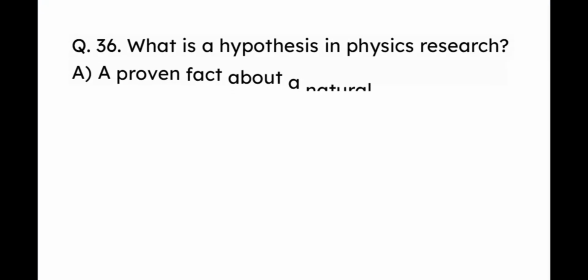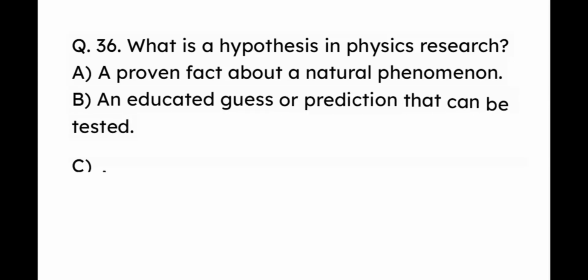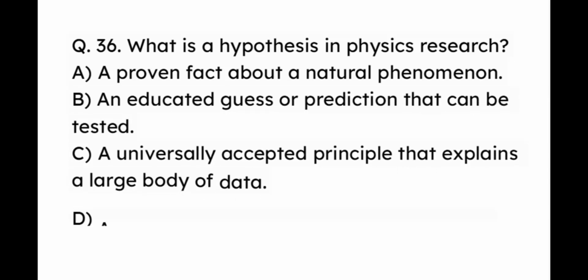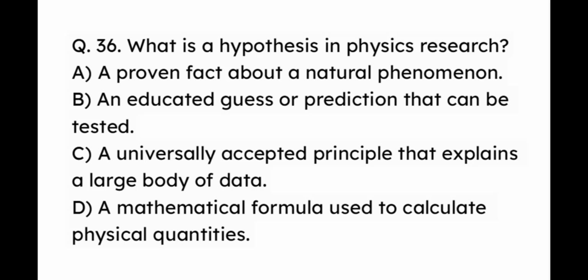Q36. What is a hypothesis in physics research? A. A proven fact about a natural phenomenon. B. An educated guess or prediction that can be tested. C. A universally accepted principle that explains a large body of data. D. A mathematical formula used to calculate physical quantities.